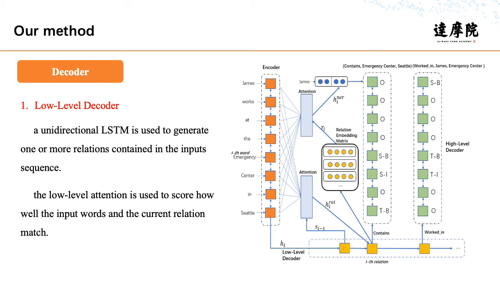The model uses the hierarchical decoder structure with a hierarchical attention mechanism to decode relations and corresponding entity pairs. For the low-level decoder, a unidirectional LSTM is used to generate one or more relations contained in the input sequence. Meanwhile, the low-level attention is aimed to score how well the input words and the current relation match.